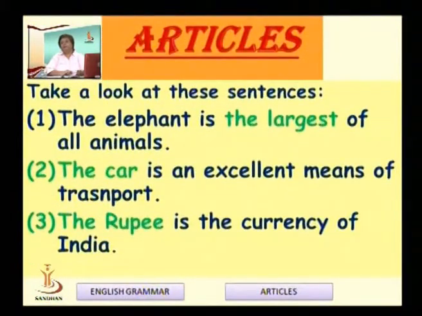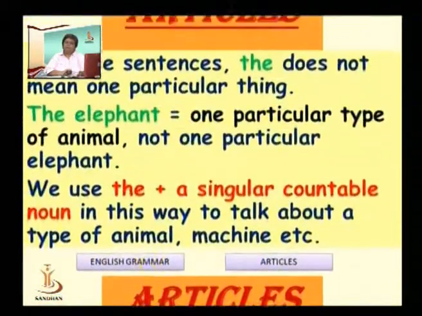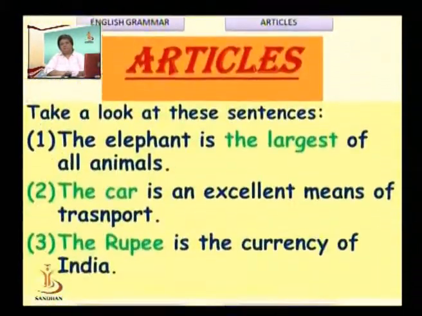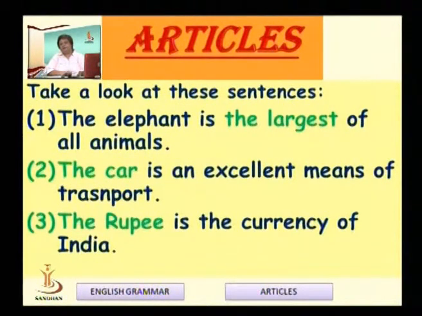The elephant is the largest of all animals. What is the explanation here? The elephant equals one particular type of animal, not one particular elephant. Alright, what was the second sentence? The car is an excellent means of transport. We are not saying which car, but we are specifying the car as a means of transport, as a means of traveling from one place to another. Therefore, we are using the article the.